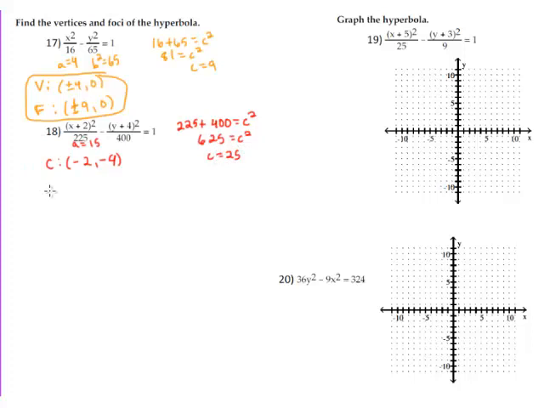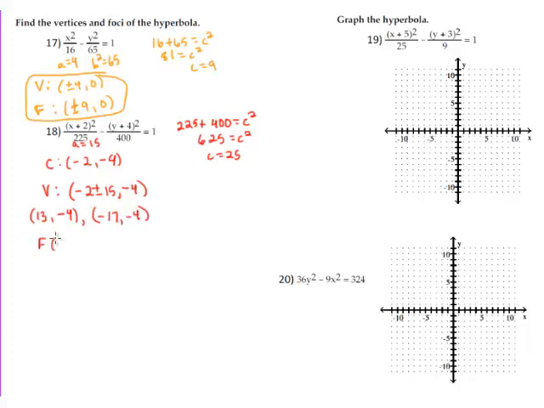Now, since x is first in this problem, and we're looking at centered at h, k, our vertices are at h plus or minus a, comma k. So we'll do -2 plus or minus a, which is 15, comma k, which is -4. So you actually do -2 plus 15, which is 13, comma -4, and then you do -2 minus 15, which is -17, comma -4. Those are our vertices.